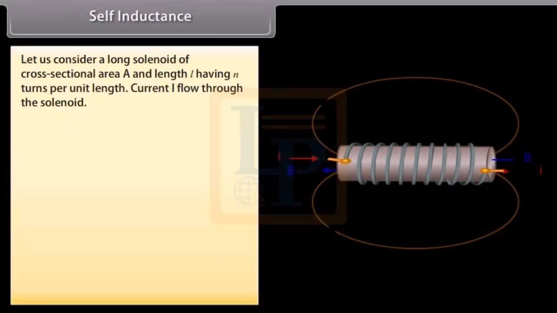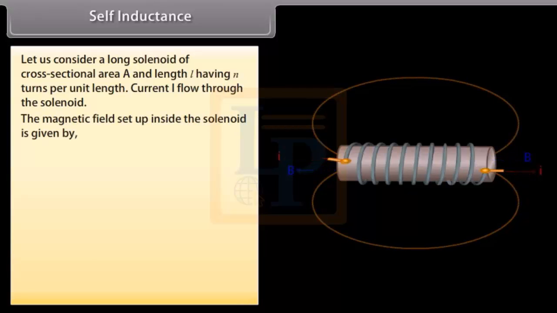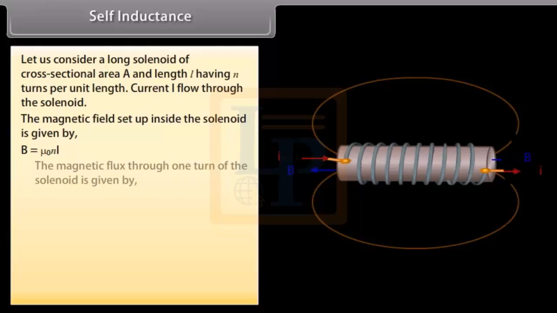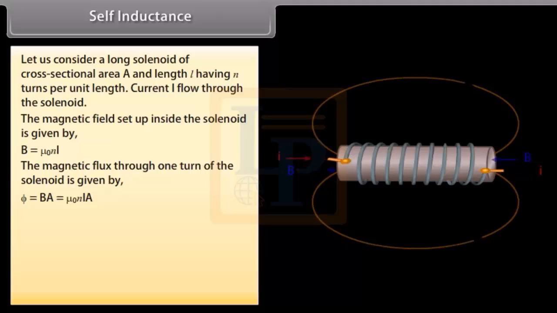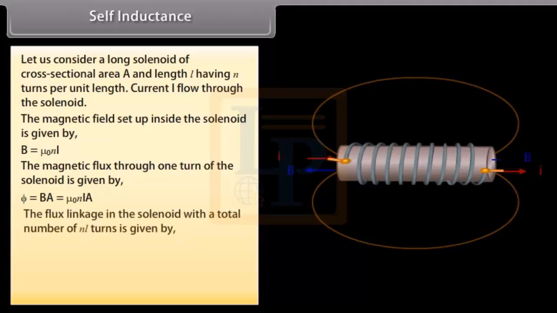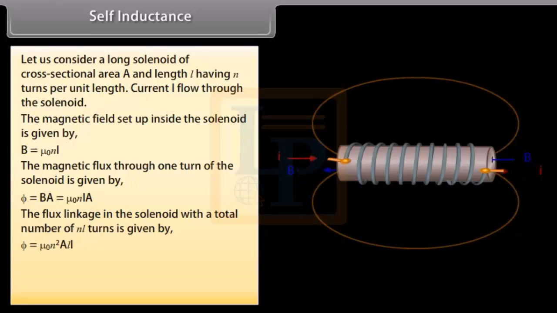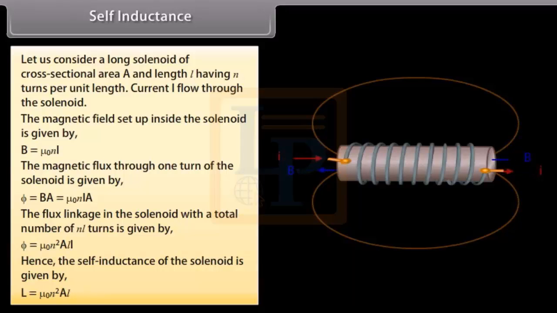Let us consider a long solenoid of cross-sectional area A and length L having n turns per unit length. Current I flows through the solenoid. The magnetic field set up inside the solenoid is given by the product of mu naught, n and I. The magnetic flux through one turn of the solenoid is given by the product of mu naught, n, I and A. The flux linkage in the solenoid with the total number of nL turns is given by mu naught n square A L I. Hence the self-inductance of the solenoid is given by mu naught n square A L.